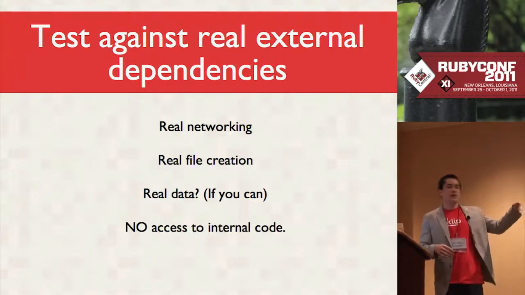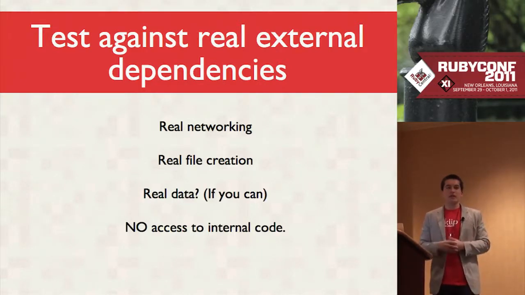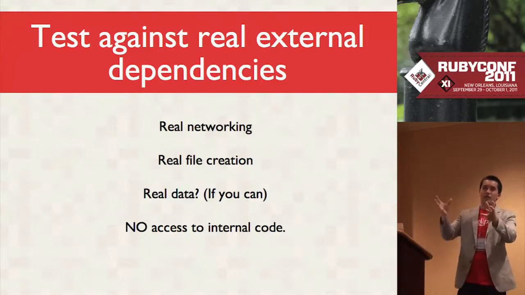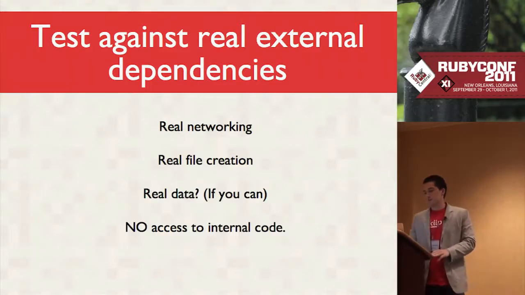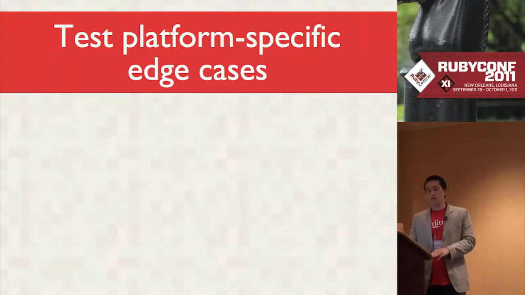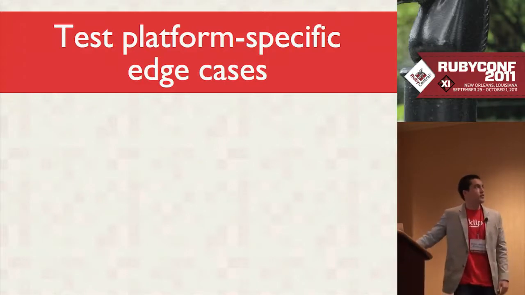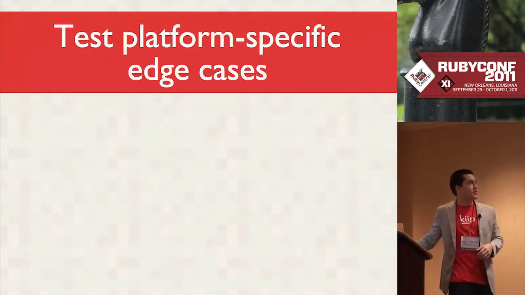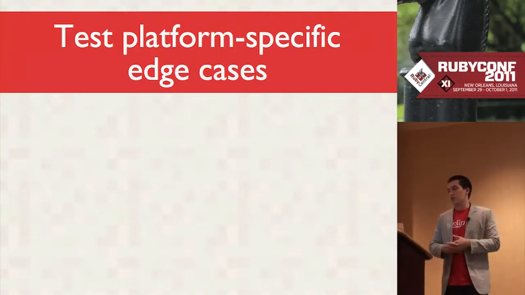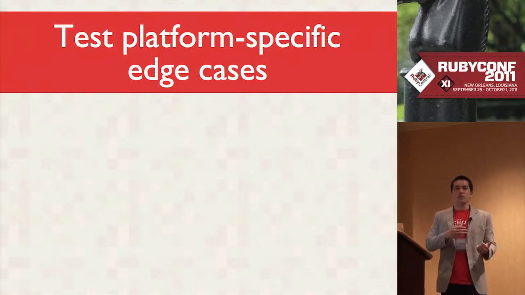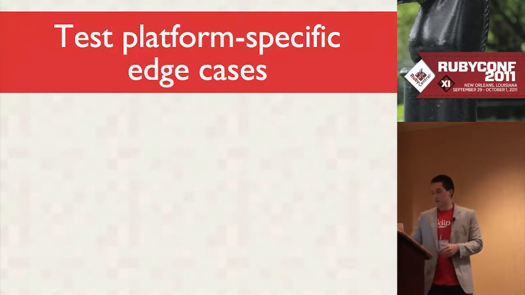And in the case of real data, what I mean by that is, for example, for the Selenium tests for my work, we have a script that pulls in a subset of production data, anonymizes it, and uses that. Integration tests are the best way to test platform-specific edge cases and also to find platform-specific edge cases because they are running through your application and your website in ways that the end user would use them. So they find the edge cases that you actually should care about.